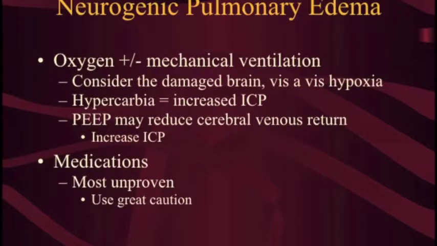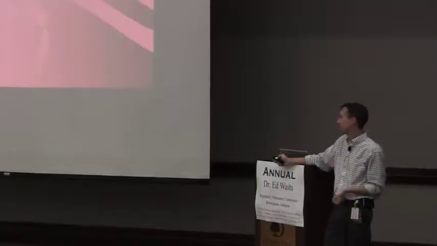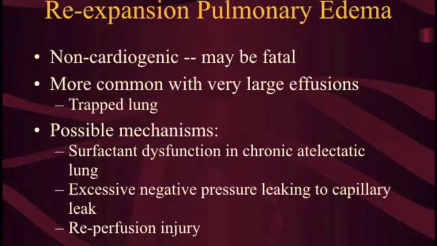PEEP can be helpful for your lungs, but it might not help you so much here. As you increase your PEEP, there's more pressure in the chest. Maybe the venous return from the cerebrum headed down this way is not as good. That also increases intracerebral pressure, and that can be counterproductive. Medications, I don't know. There's not really any great studies on this. So basically just think about this as a thing that might be happening.